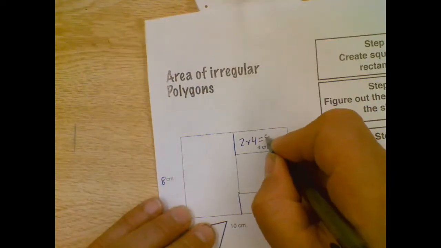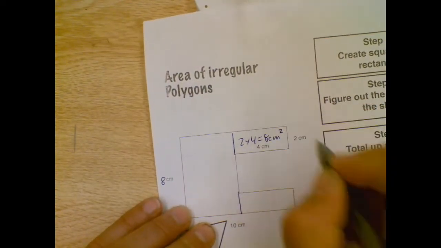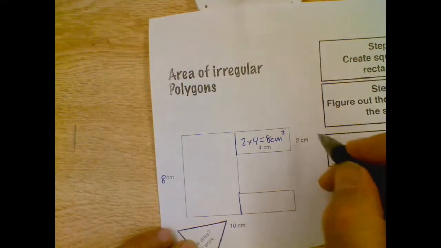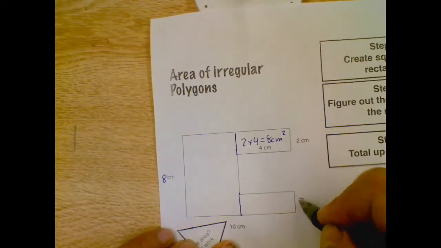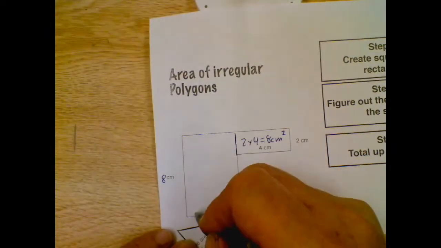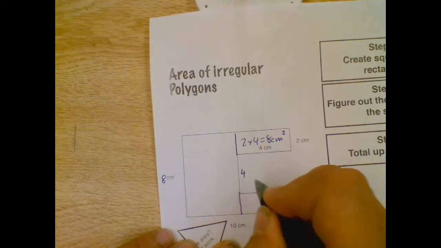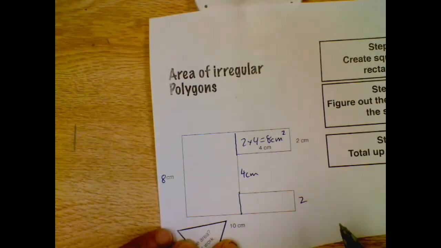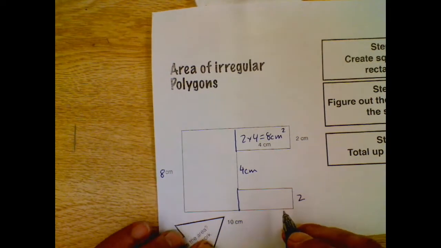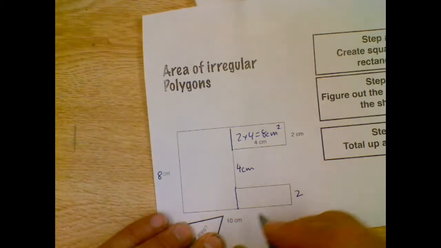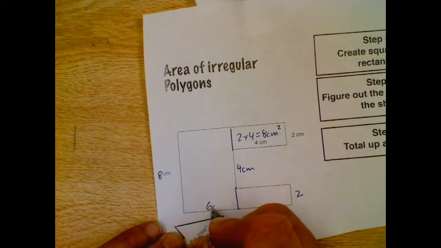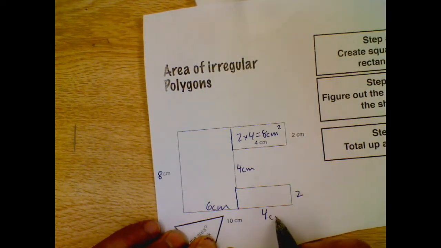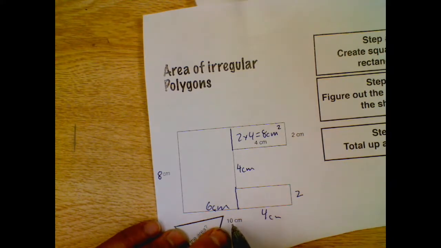So that gives me 8 centimeters squared. Important to put squared up there. Now this is 2. I know this is 2 down here. So 2 and 2 is 4, but the whole thing is 8. So that means that this little part here is 4 centimeters. Again, this is another 2, and from here to here is 4. So that means from here to here is now 6 centimeters. 4 centimeters plus 6 centimeters equal the whole of 10 centimeters.